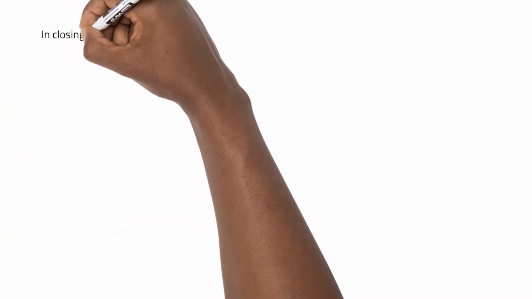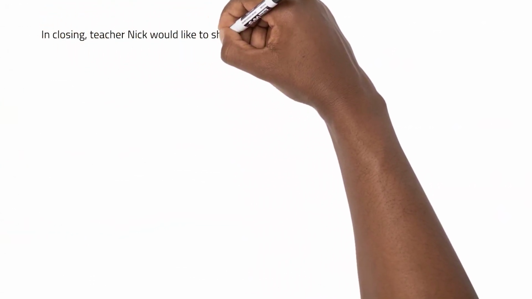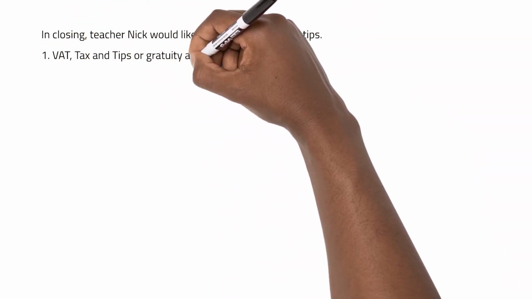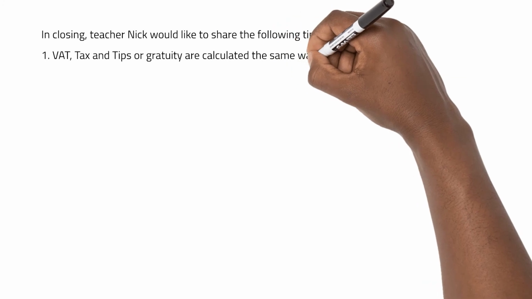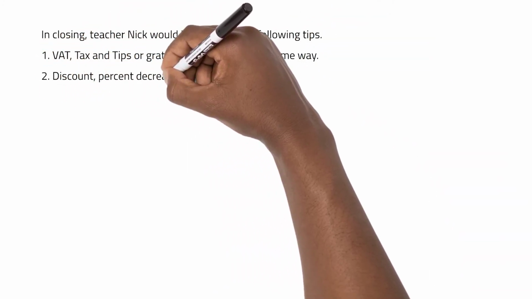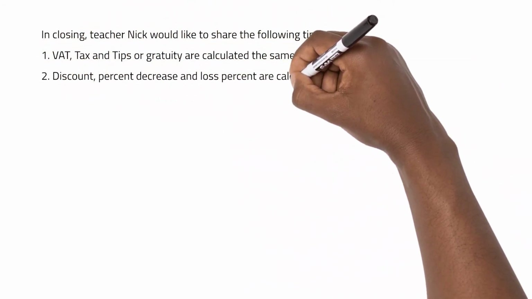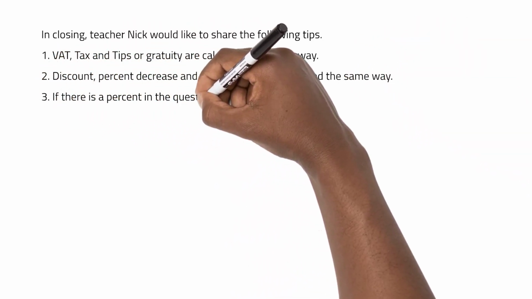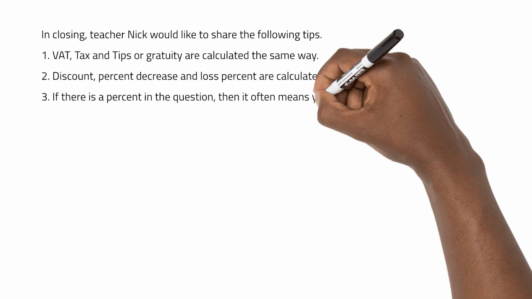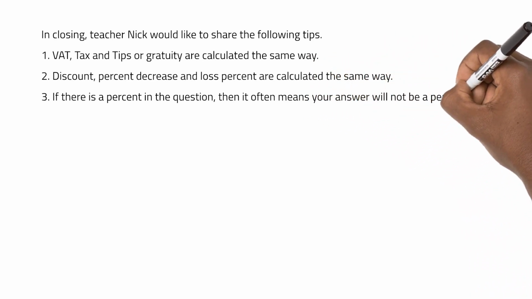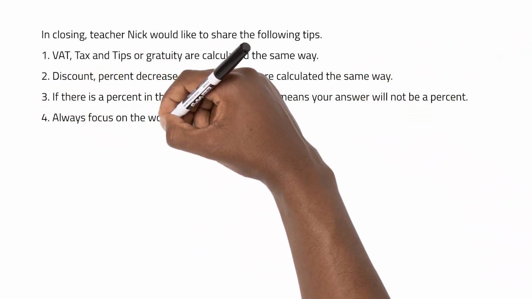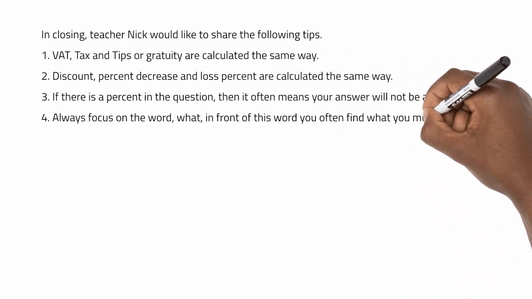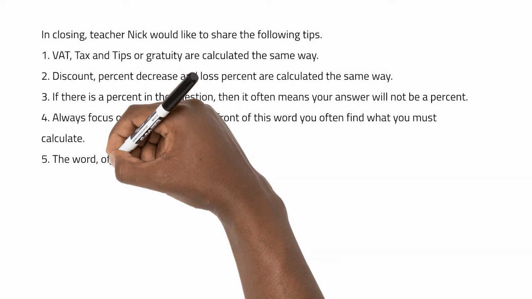In closing, Teacher Nick would like to share the following tips. 1. VAT, tax and tips or gratuity are calculated the same way. 2. Discount, percent decrease and loss percent are calculated the same way. 3. If there is a percent in the question, then it often means your answer will not be a percent. 4. Always focus on the word what. In front of this word, you often find what you must calculate. 5. The word of means multiply.